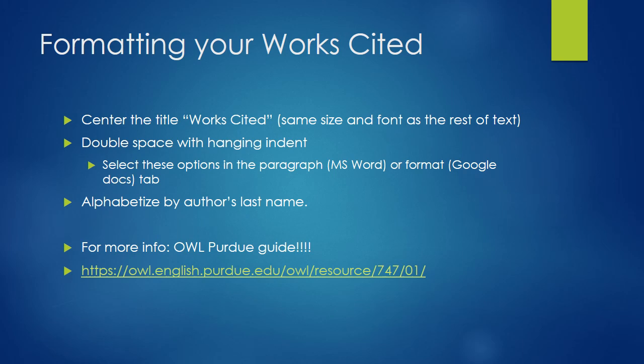Your works cited should be double-spaced with a hanging indent. You can select these options if you go to the Paragraph tab in Microsoft Word, or you can go to the Format tab in Google Docs. You also need to alphabetize your works cited by the author's last name.